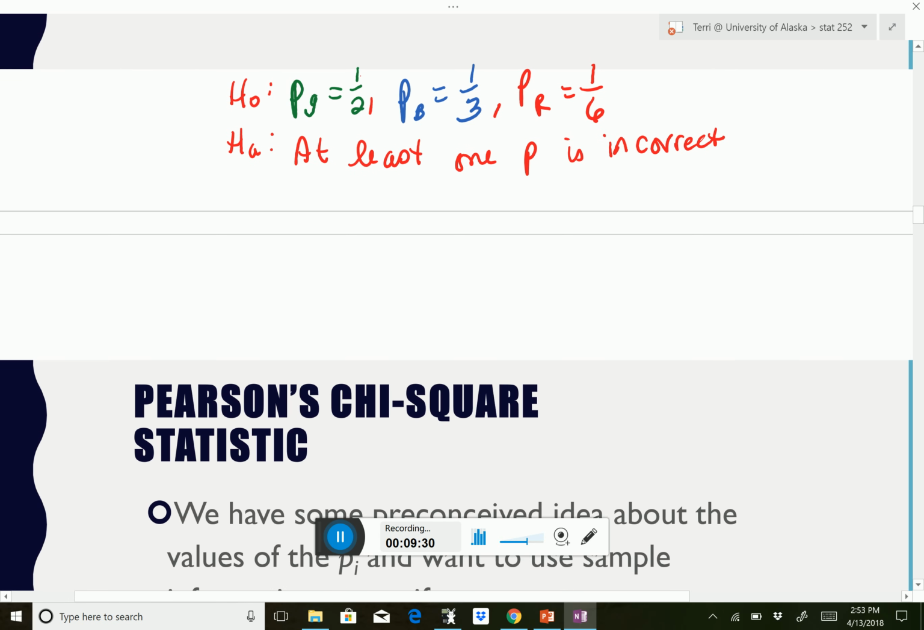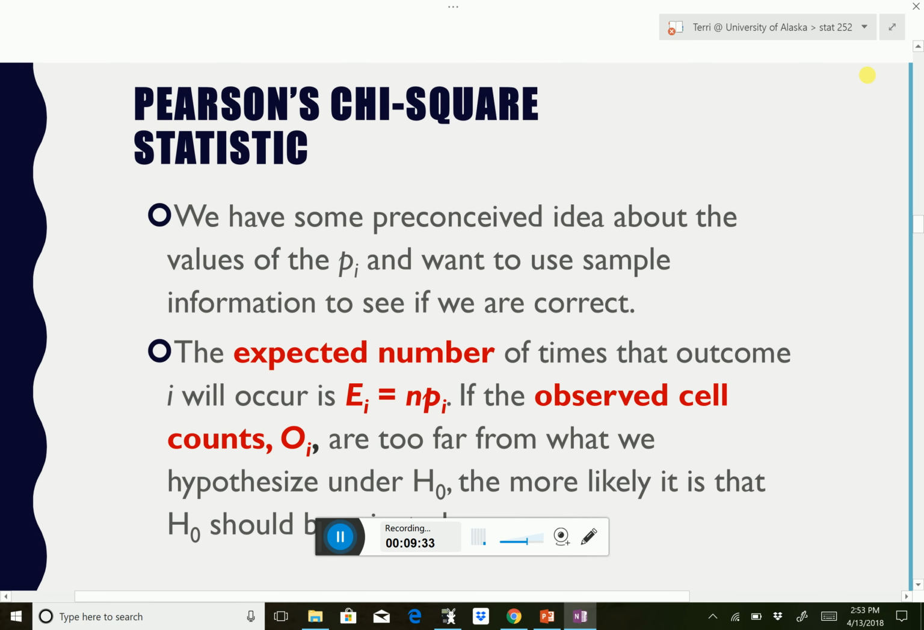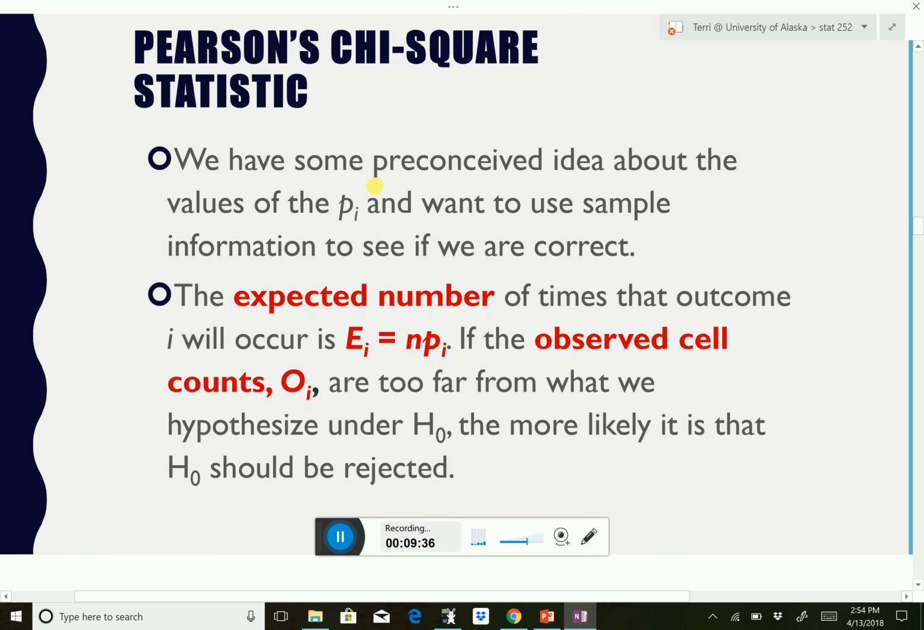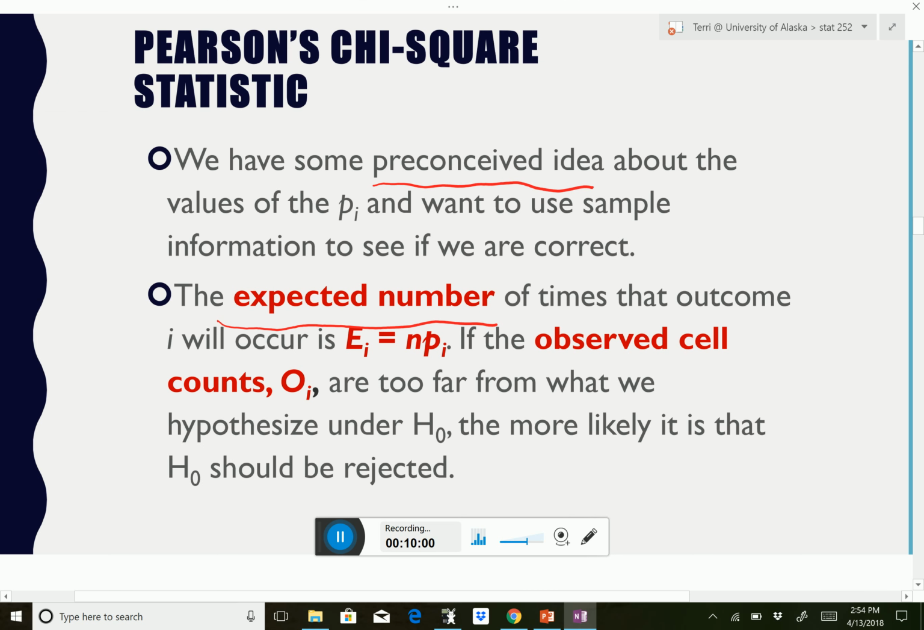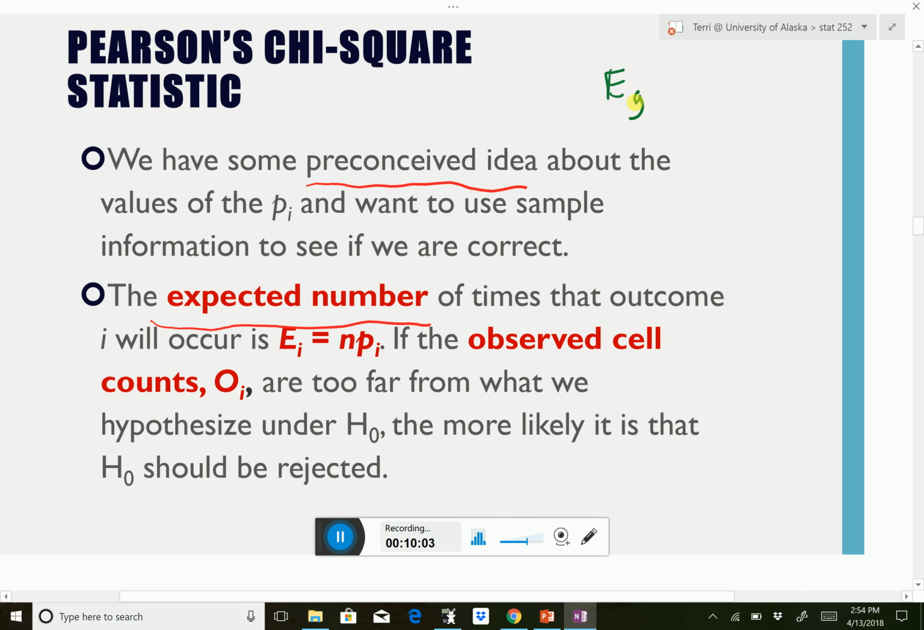So in order to do this test, we have our chi-squared statistic. Now, like we said, we have some preconceived idea about the values of P. We think we know what the makeup of the marbles are in our bag. We're not sure. The expected number of times that outcome will occur is E sub i equals n p sub i. Okay, so expected number. How many green did we expect out of 50? That means that our expected number for green is 50 times 1/2, or 25.